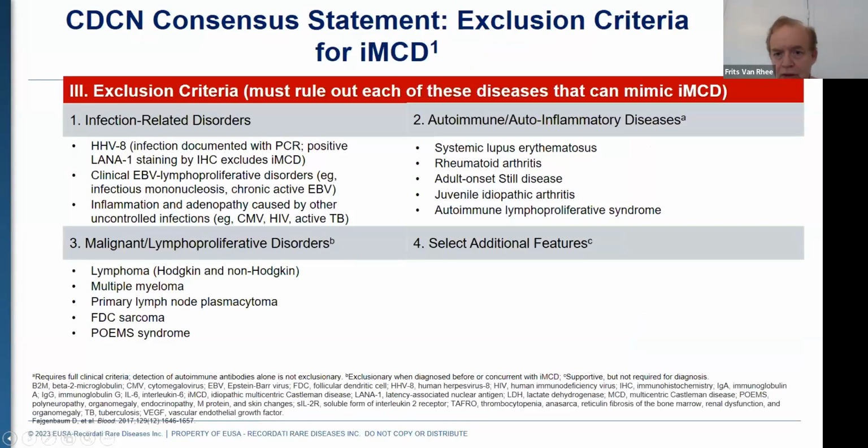Then there are some exclusion criteria. Again, these are to rule out diseases that can give rise to a similar clinical picture and similar pathological picture. So these are infection-related disorders. I think I've already mentioned HHV8-associated multicentric Castleman disease. Epstein-Barr virus related infections. Another important one is tuberculosis. And then there are the inflammatory diseases. Typically, important ones to rule out are SLE, rheumatoid arthritis, and IgG4-related disease. And then there are the lymphomas, particularly Hodgkin's disease and non-Hodgkin's lymphoma.